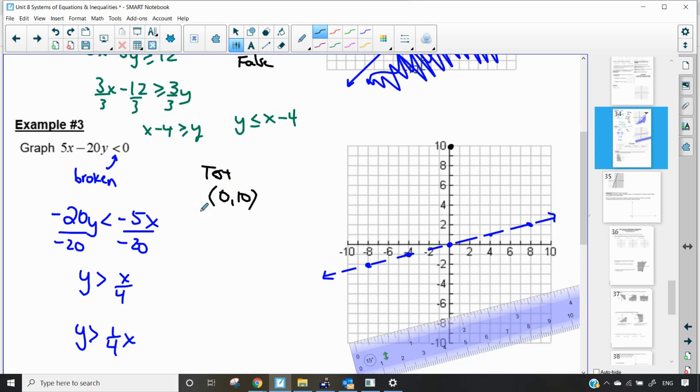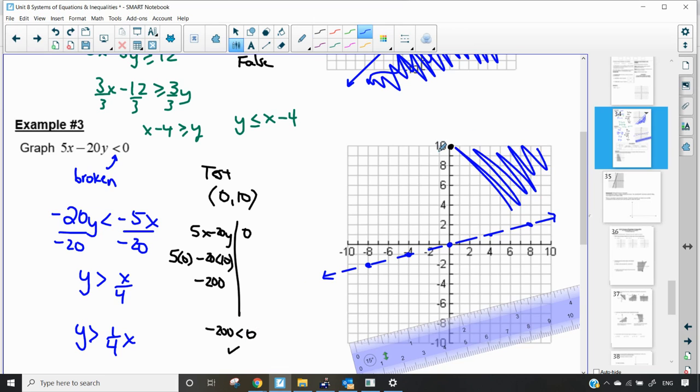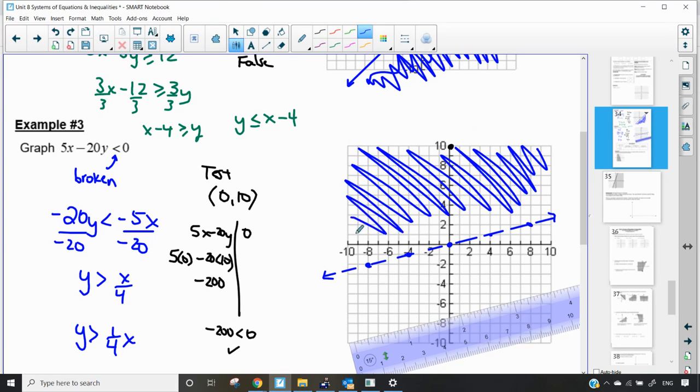Often I'll choose numbers that are fairly easy to do in my head. So checking that out, we've got 5x minus 20y, and we have 0. So we're going to have 5 times 0 minus 20 times 10, which gives me 0 minus 200, so negative 200, and 0. And we have negative 200 is less than 0. Well, that's a true statement, so that tells me that (0, 10) is included in the solution region, so this is the side I'm going to shade on.